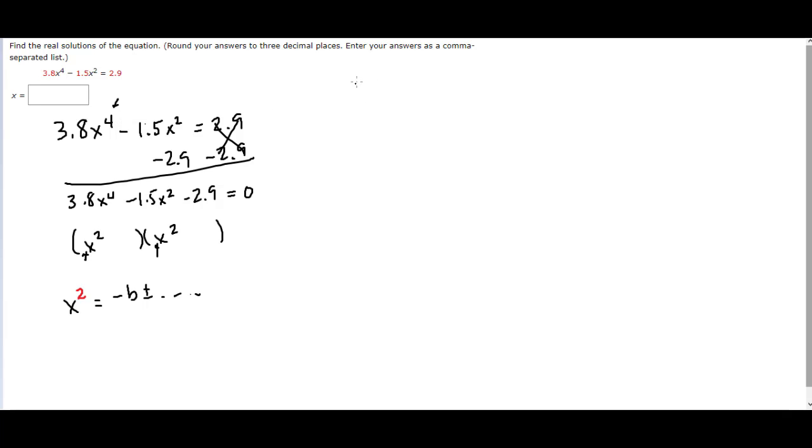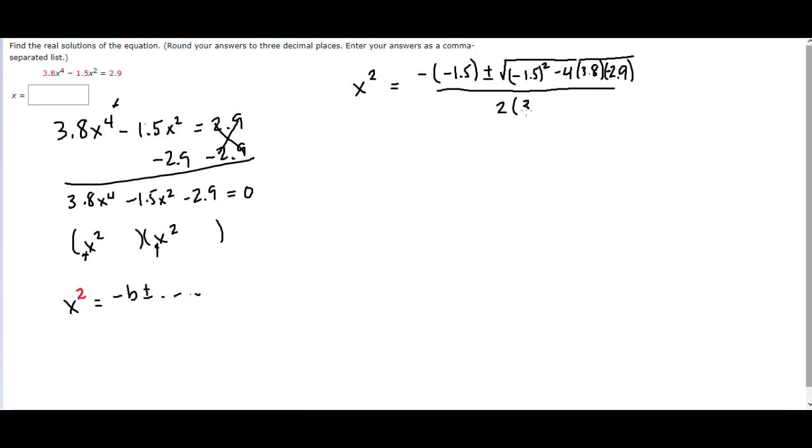So let's apply the quadratic formula here. So I'm going to do, again, x squared equals negative, and then b is negative 1.5 plus or minus the square root of negative 1.5 squared minus 4 times 3.8 times negative 2.9, and we're going to divide all of that by 2 times 3.8. All right, so let's work through these numbers here.